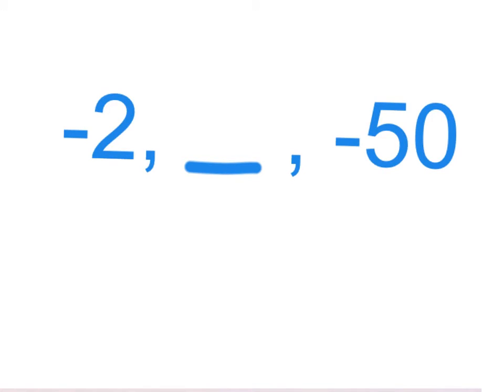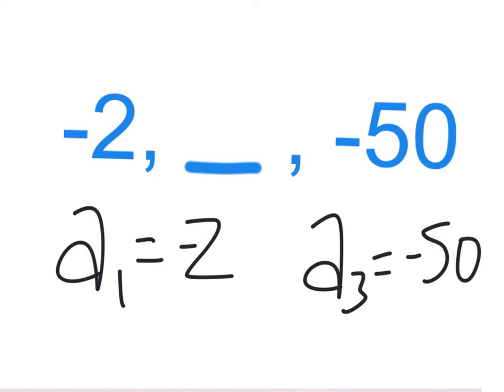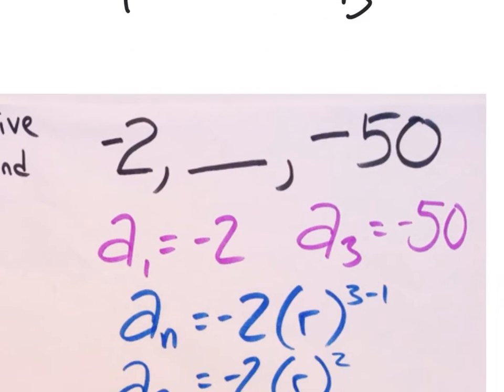How do we figure out what subsequent terms are in a sequence if we don't know the ratio, and the only thing that we do know is the first term, which in this case is negative 2, and the third term, in this case, is negative 50? What are the steps? How do we figure out what that ratio is?